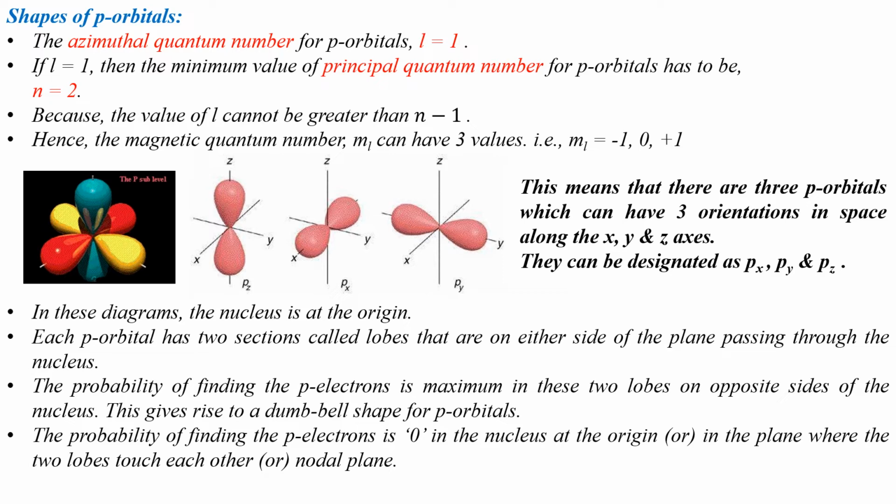And that orientation is possible when you imagine these 3 p orbitals to be perpendicular to each other. That is, if one of these orbitals is along the x-axis, then the second p orbital should be along the y-axis, and the third p orbital should be along the z-axis. In this way, the 3 p orbitals are oriented along 3 axes. Now, that explains why p orbitals, that is px, py and pz orbitals, have 3 orientations in space.